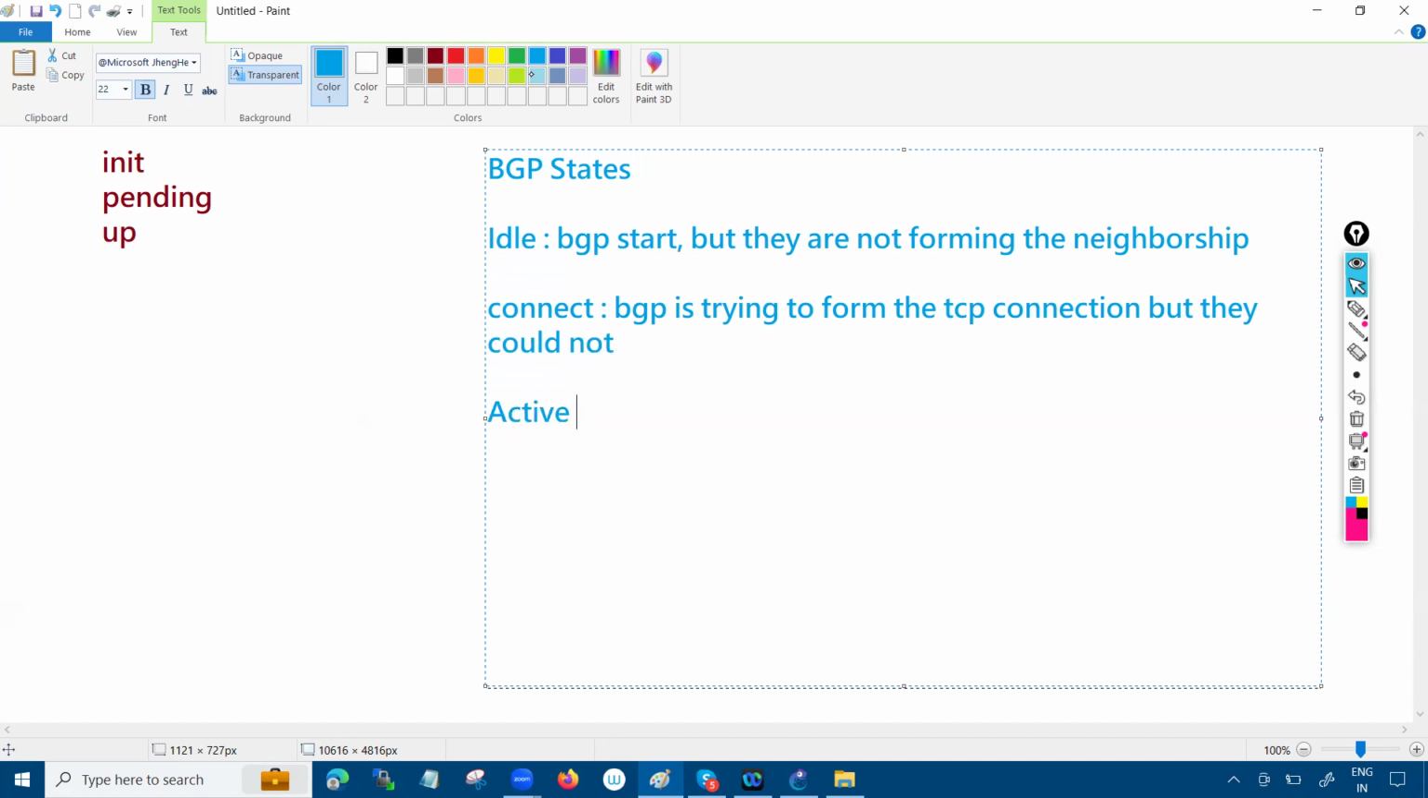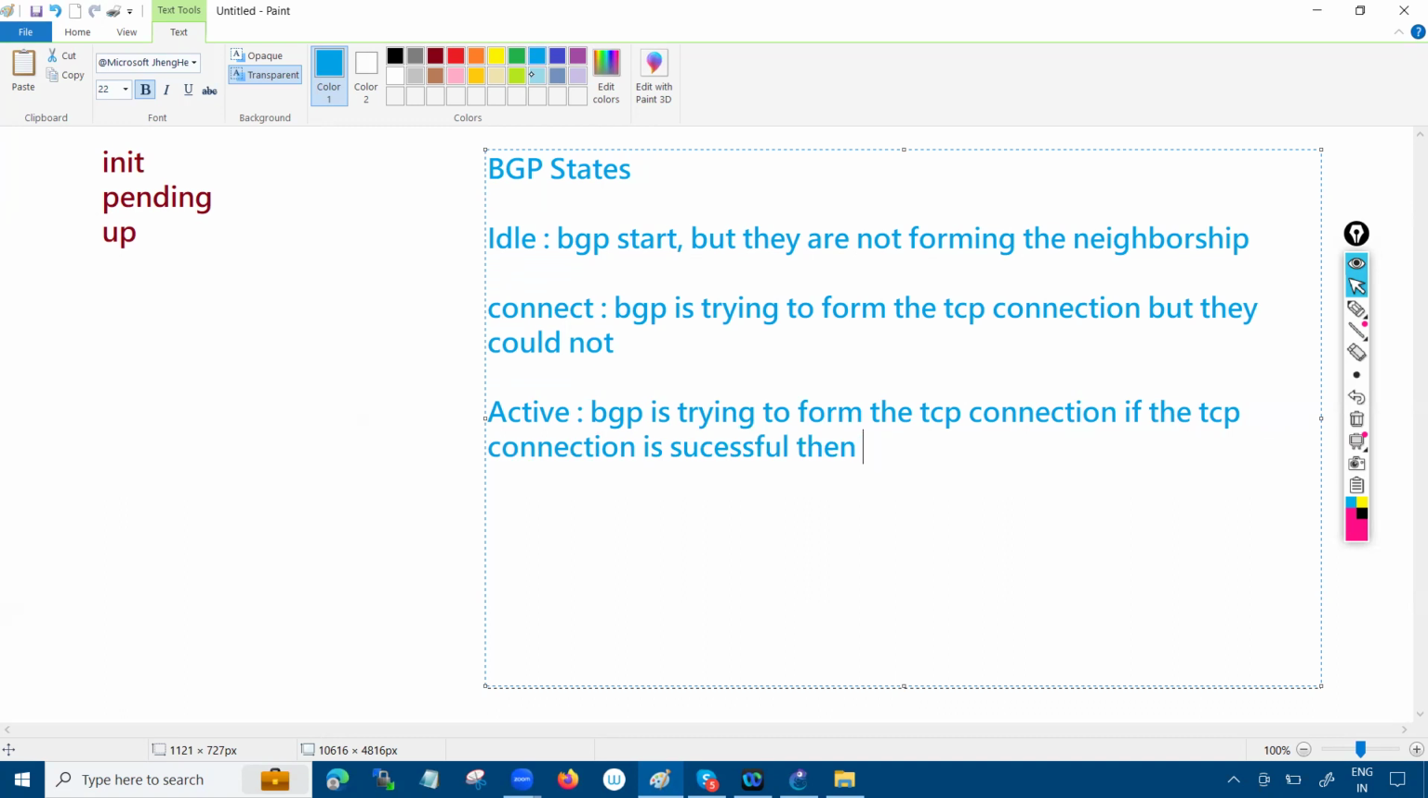Then it will go to the active state. In the active state, what happens again? BGP is trying to form the neighborship TCP connection. If the TCP connection is successful, then it will jump to the open sent state. If the connection is unsuccessful, then again it will go back to the idle and connect states.